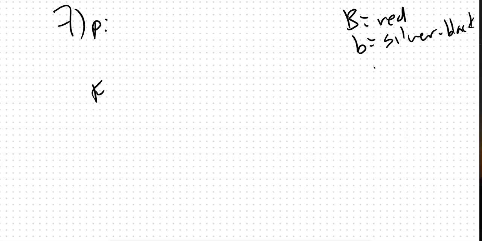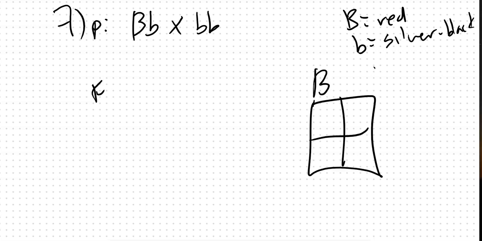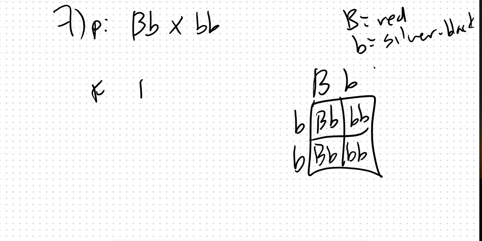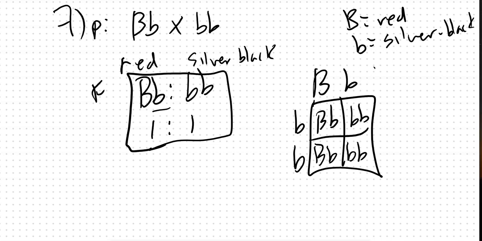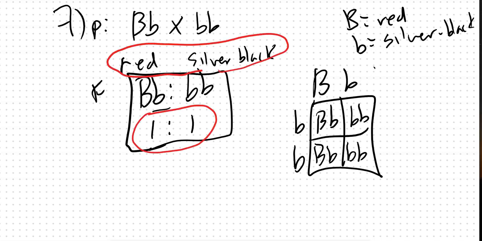So the next one says carrier red to silver black. So carrier red would be big B, little b, silver black is little b, little b. Again, we just do the Punnett square. So again, we're going to get big B, little b, and little b, little b, and a 1:1 ratio. Except this is going to be red, and this is going to be silver black. So this is the genotypic ratio. It's also the phenotypic ratio as well.